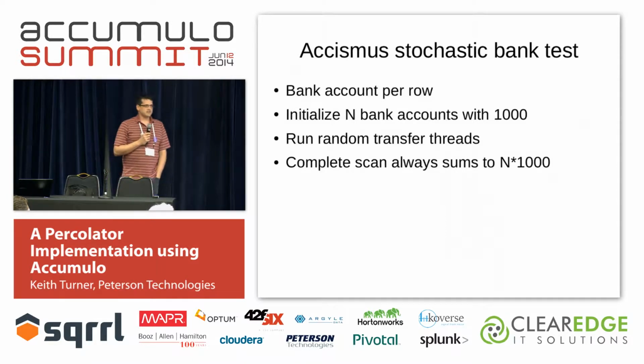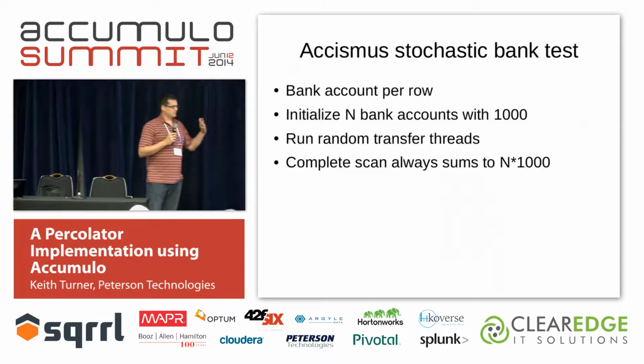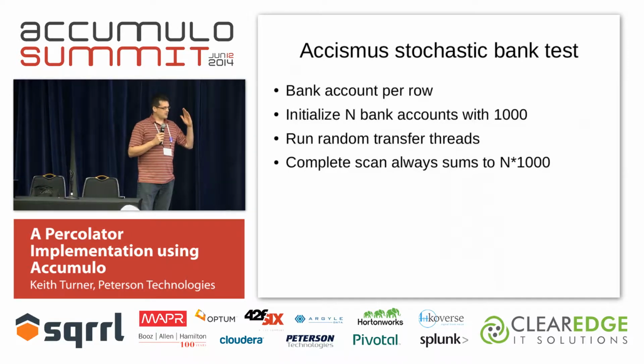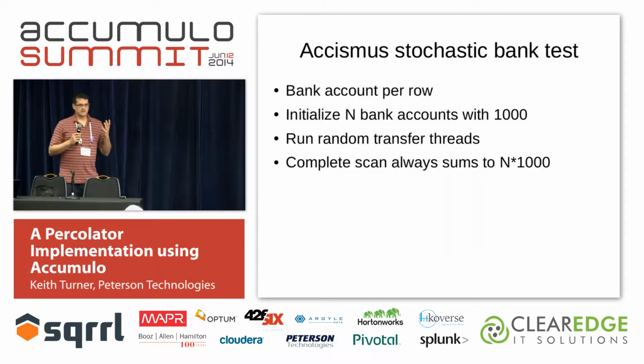So one of the unit tests that I've written, I have a prototype on GitHub for this, and it's pretty far along. One of the unit tests is what I call the Stochastic Bank, because you're never quite sure what your balance is, but you can make probabilistic assertions about it. What the test does, and it's kind of cool to see it work, is it creates, say, 1,000 bank accounts. And then it initializes each one of them to have $1,000.